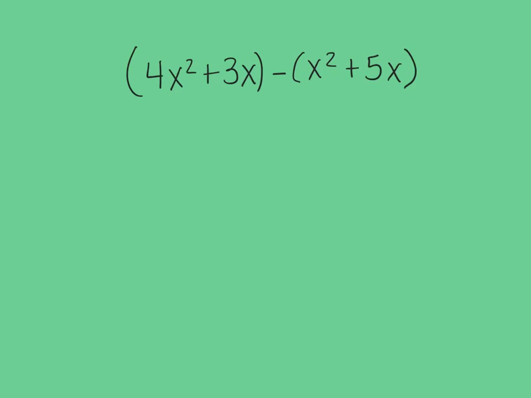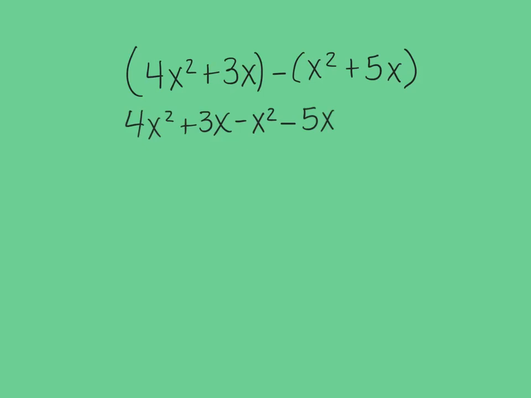Let's take a look now at another example. So again, we are subtracting, which means that we're subtracting parentheses. So everything inside this parentheses is going to be subtracted. Let's first start by rewriting this. 4x squared plus 3x. Then I'm going to subtract everything. So minus a positive x squared, and then again minus, and then the other thing we have is a positive 5x. So minus positive 5x.